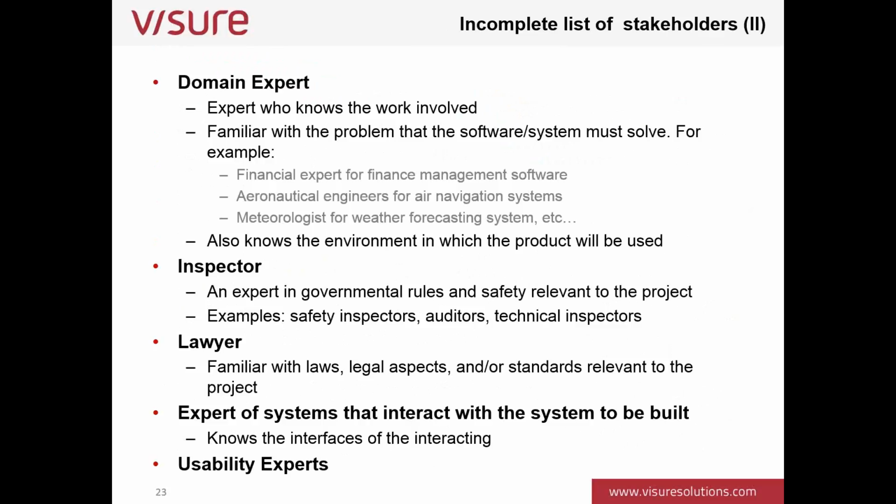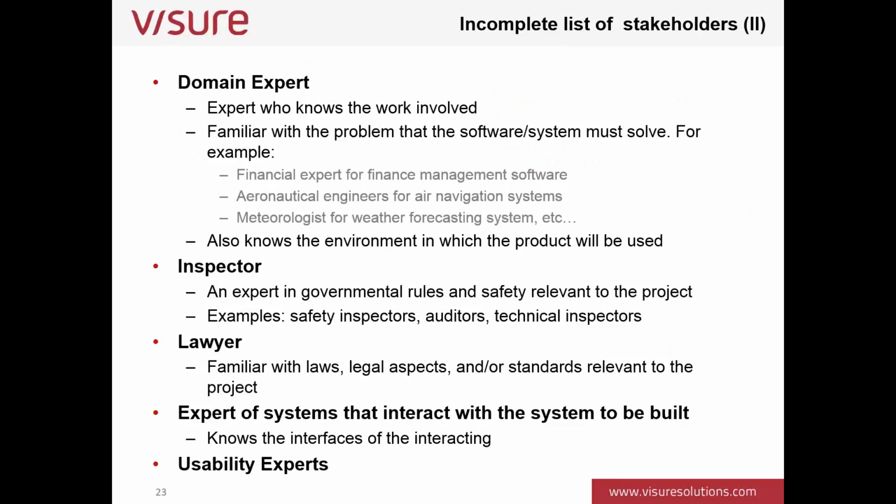The domain expert, as I mentioned before: maybe the system we are building is to automate some task that someone is currently doing manually. So the one doing those tasks manually is going to be a great source of requirements because they are the domain expert. And inspectors, for example, because we have to meet some rules, some laws, things like that. Really related to that, the lawyers, also a source of requirements.